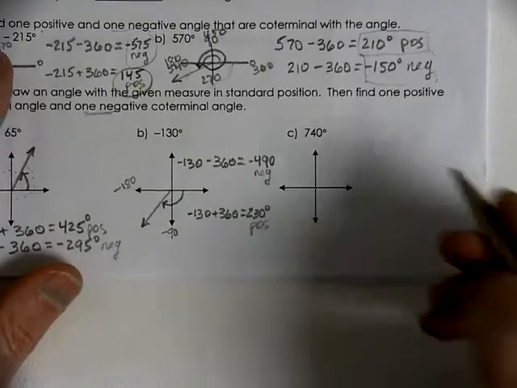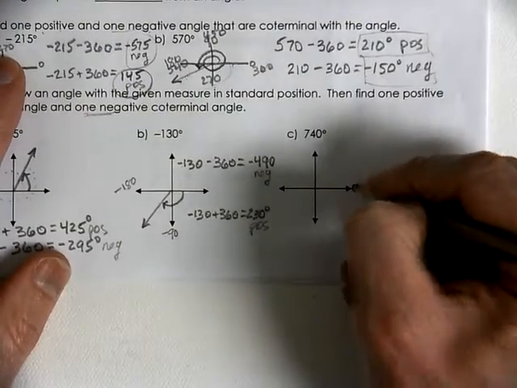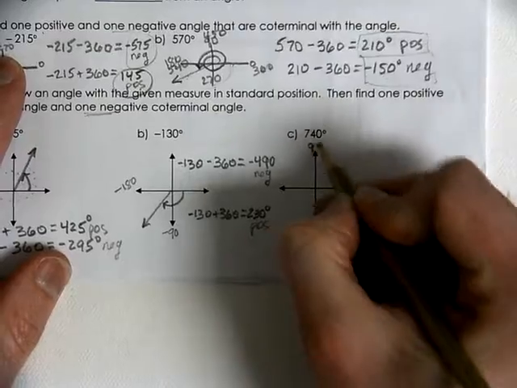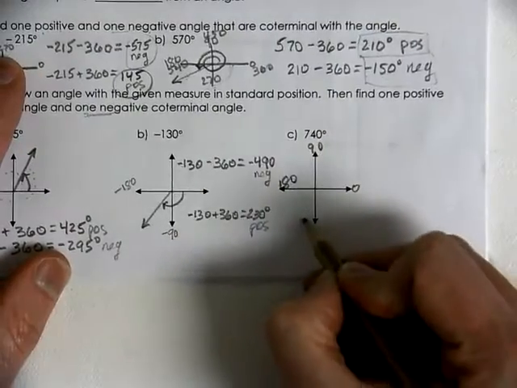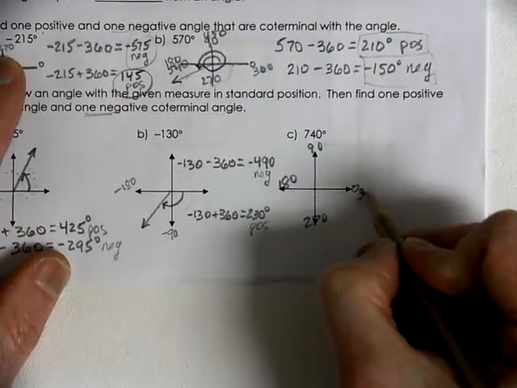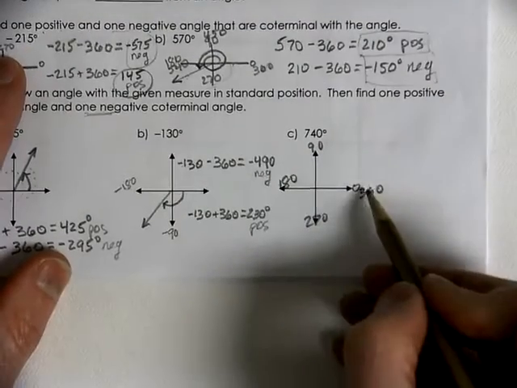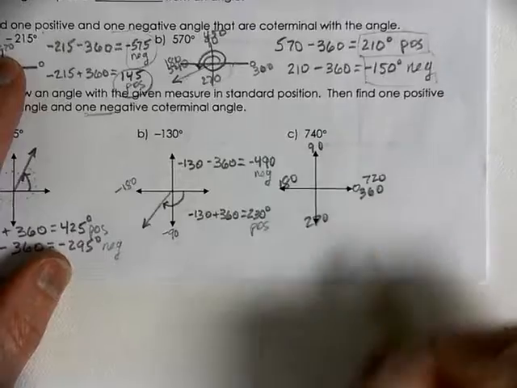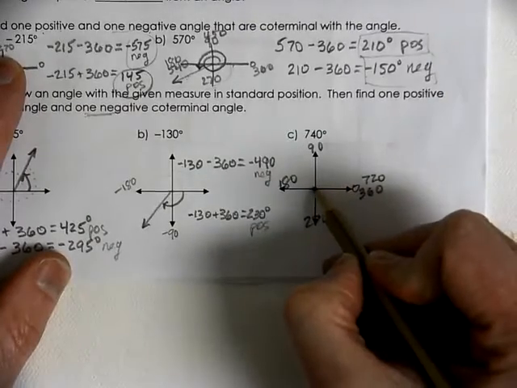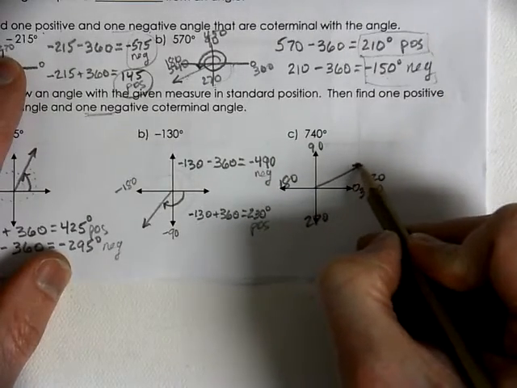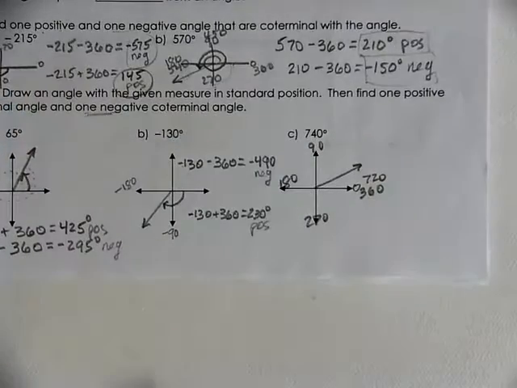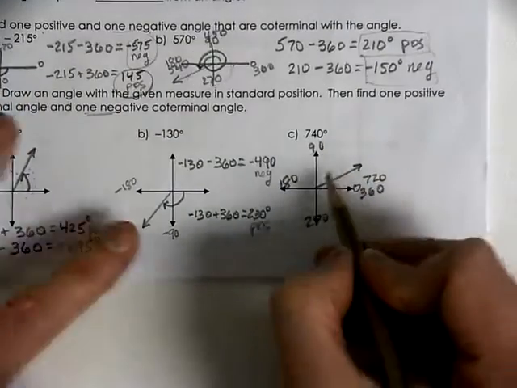Well, where is 740? This is 0, this is 90, this is 180, 270, 360. Probably learned those patterns by now. Another 360 would put us at 720. Well, 740 is going to be 20 degrees more than 720. That's 740.